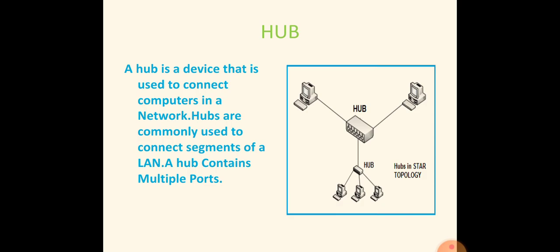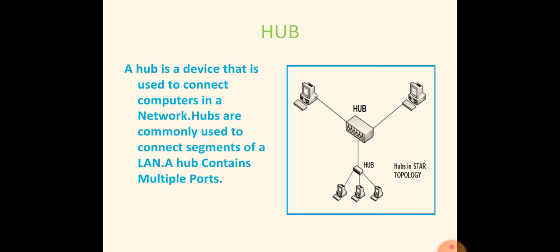The next one is the hub. A hub is a device that is used to connect computers in a network. Hubs are commonly used to connect segments of a LAN. A hub contains multiple ports. Small hub networks have 4 to 5 computers. Large hub networks contain 8, 12, 16 and even 24 ports.